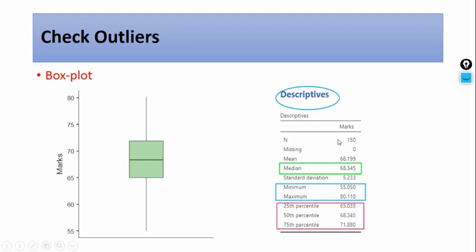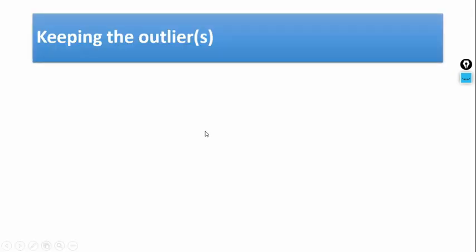In the descriptive, N is 150, missing 0, mean 68.8. We can say mean and median are almost the same. Then standard deviation, minimum, maximum, Q1, Q3, and this is also called the median. On these values the box plot can be prepared. We can check from here. There is no outlier in our data set.